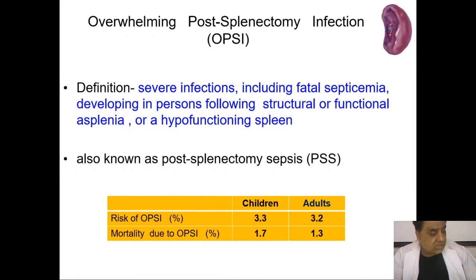In this situation, once a person doesn't have a spleen, which is a very important secondary lymphoid organ, as I told you in the beginning, severe infections including fatal septicemia can develop in persons with structural or functional asplenia or a hyperfunctioning spleen. So children and adults both are at high risk of developing OPSI, or overwhelming post-splenectomy infection, with high mortality if such infections are not recognized on time.